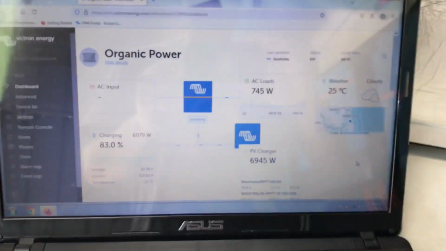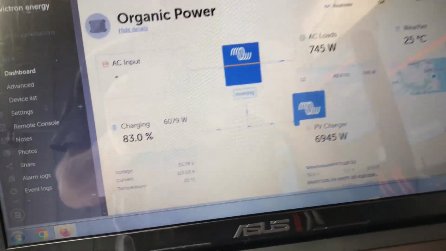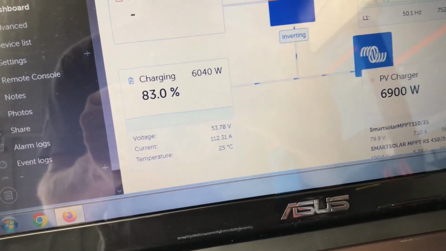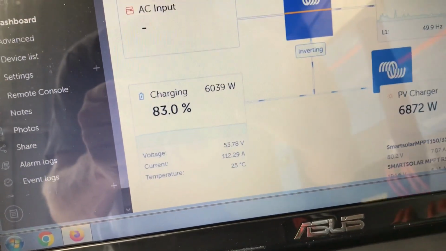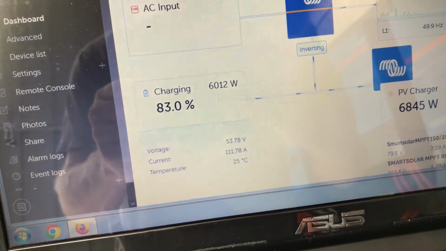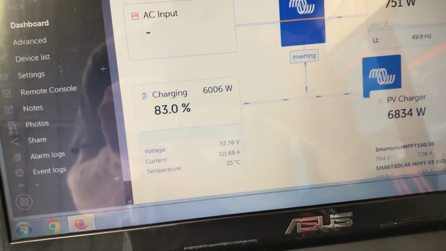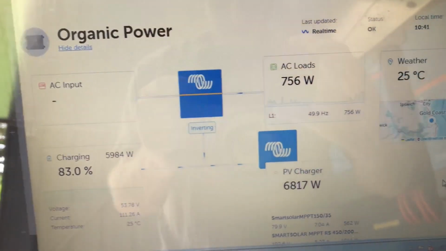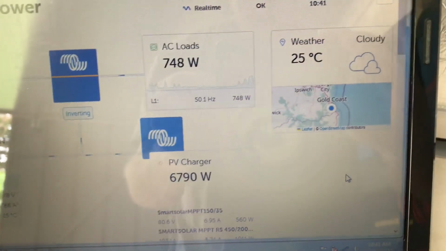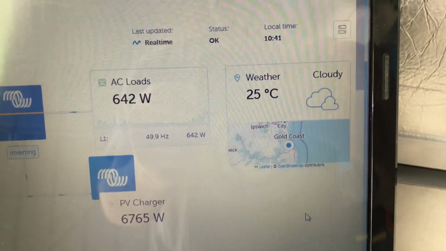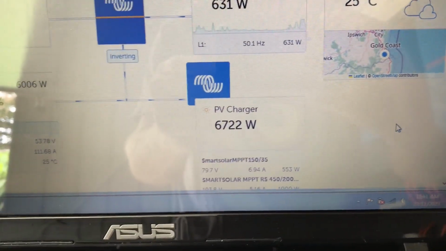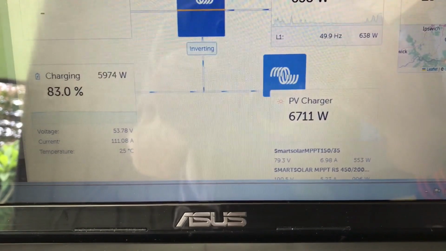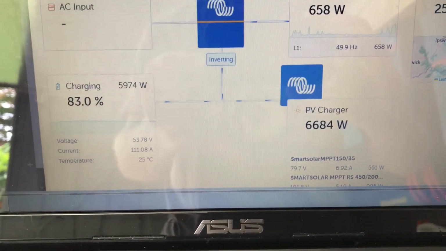Here's an update of how we're going. We haven't used any auxiliary power. Still been fine, running off the batteries. 53 volts there, 53.7. It's 10:41.